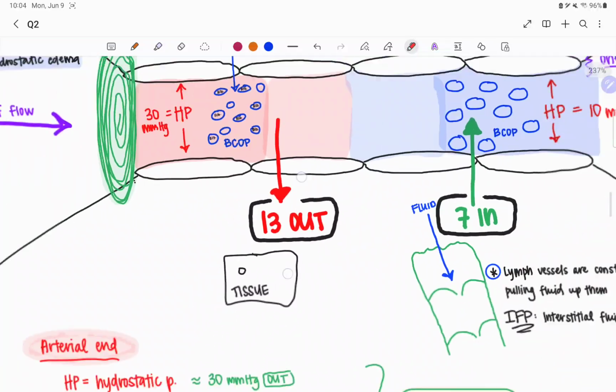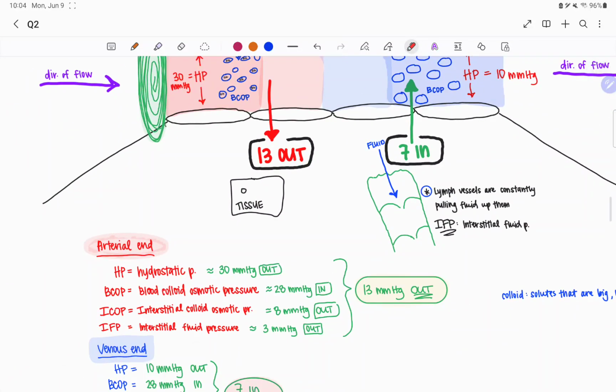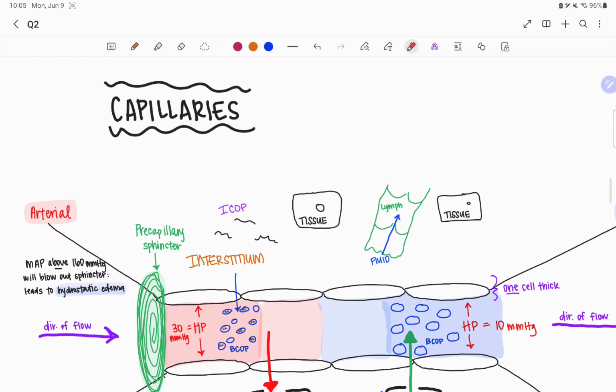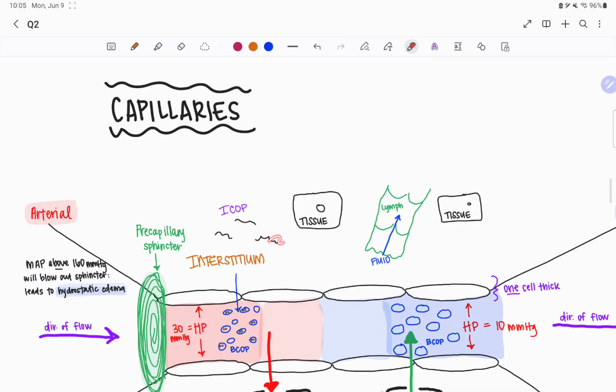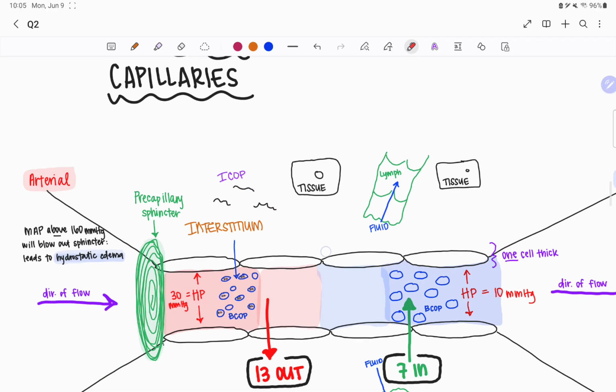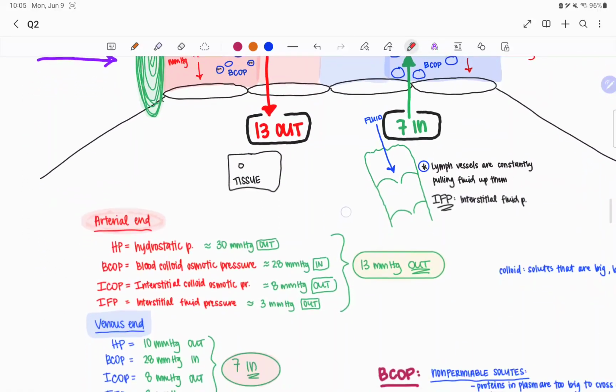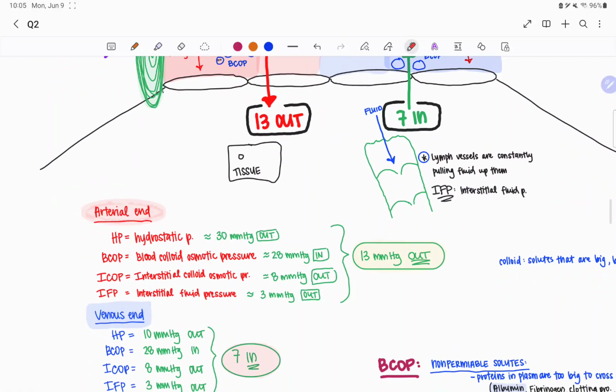And so we see that BCOP causes an influx of fluid. It's about 28 millimeters of mercury of pressure in. And then ICOP is kind of the same thing. It's proteins in the interstitium. And so it has some big proteins that are pulling some fluid out, okay? Doing the same thing, BCOP and ICOP, but it's a lot less for ICOP than it is for BCOP. But it is pulling some out.